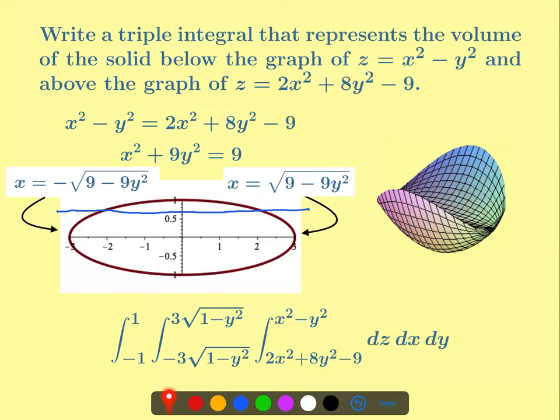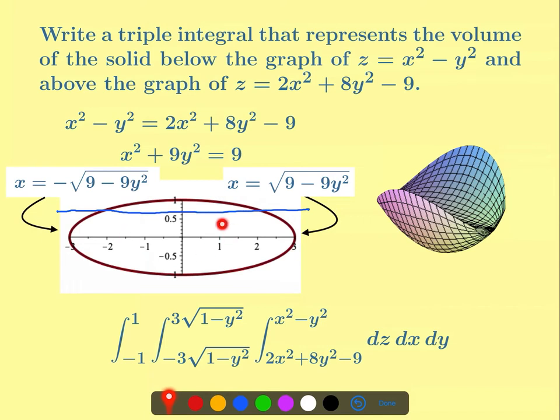I've taken out a 9. The square root of 9 is 3, so I've taken that outside the square root. That's just coming from here for the lower limit on x, and from this for the upper limit on x. Okay, so we just get this and this, and we get what we want: the limits on dx.